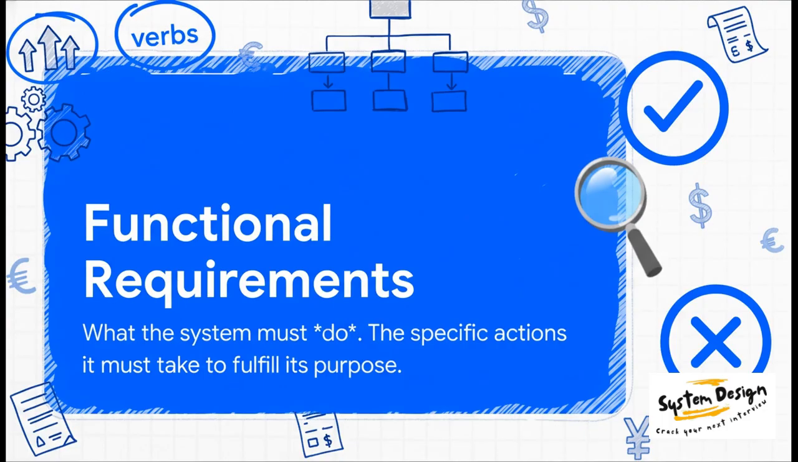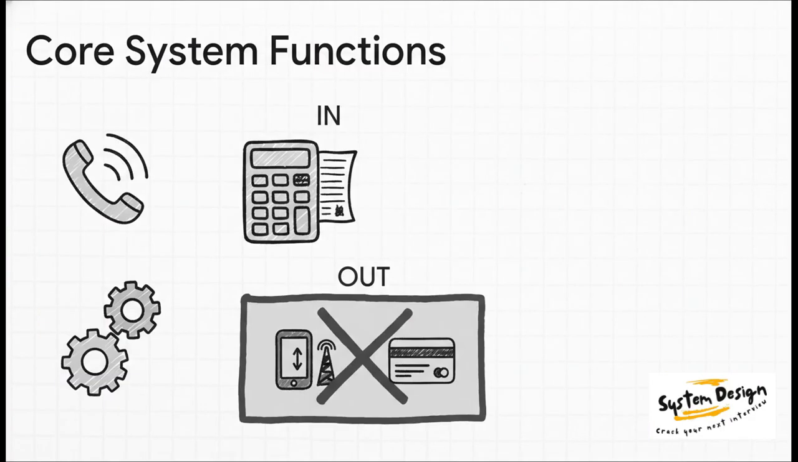You can think of these as the verbs of the system, the actual actions it needs to perform. What's its core job? This is all about figuring out what's in scope and, just as important, what's out of scope. Okay, so this gives us some real clarity. The system has to do three main things. It's got to capture call records, it has to calculate the bill from that usage, and then it needs to hand that data off to some other service that will actually create the bill document.